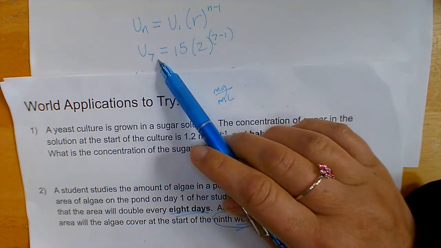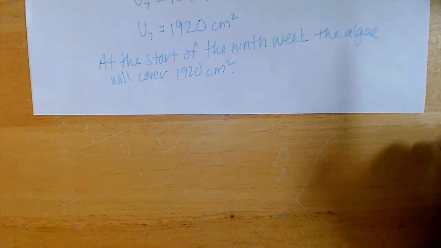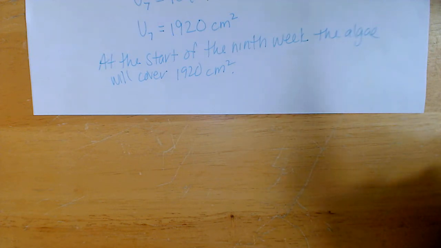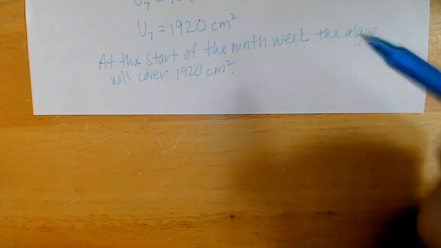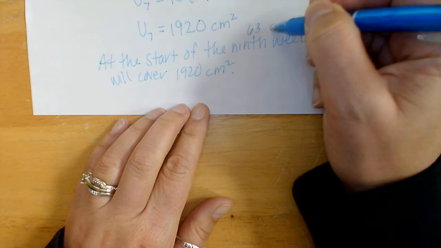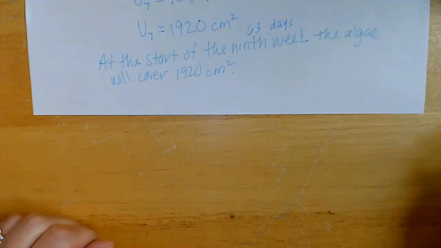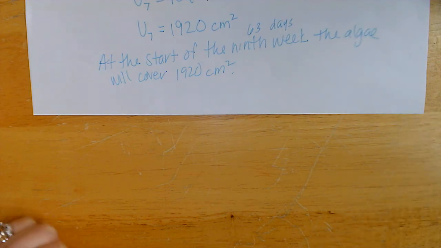So I'm going to substitute 7 in, do this in the calculator, and we're going to find that the 7th term, or the 7th time it doubles, we're going to come out with 1,920 centimeters squared. So at the start of the 9th week, or the start of the 63 days, the algae will cover about 1,920 centimeters squared. This has been World Applications.